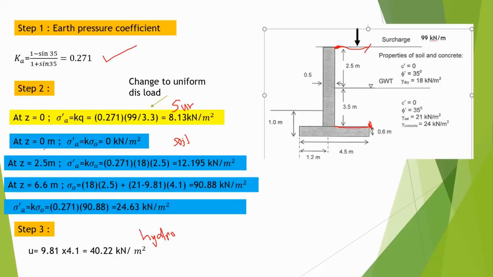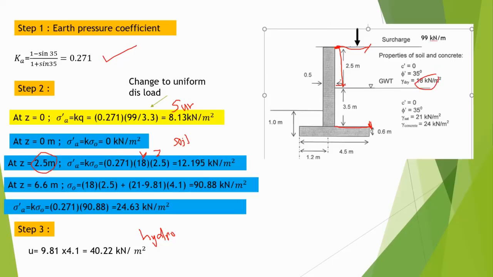Okay, so, kira soil pula. Tadi surcharge settlement. Soil pula. Kita start level atas. Ada apa-apa tak soil? Tak ada apa kan? So, dia punya stress kosong. Kita turun bawah. Level 2.5. Okay. Ada soil. So, bila ada soil, dia ada stress. Effective stress dia. Inilah formula dia. Effective stress untuk horizontal, K sigma naught. K dah tahu, 0.275. Sigma naught ialah gamma Z. Gamma ialah unit weight of this, like 18. Okay. And then, Z ialah depth. 2.5. You can get 12.195.